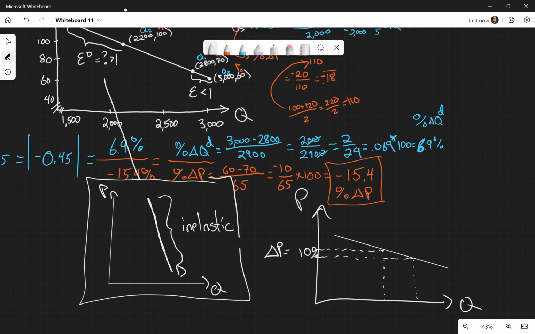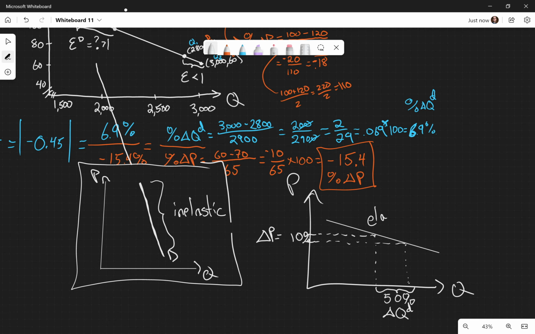There's a 10% change here, and we're in an elastic range, then that means I'm going to have a 10, 20, 30, 40, 50% change in my quantity demanded. And so this is an elastic curve.